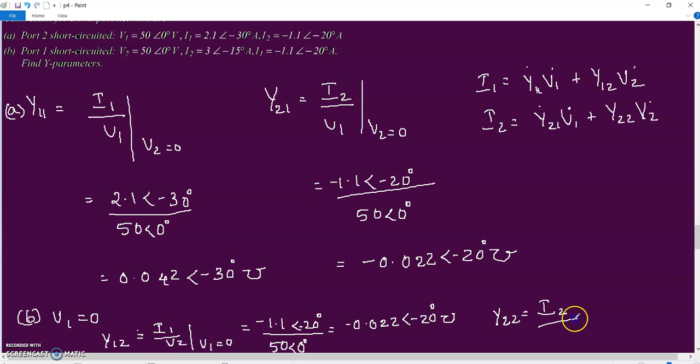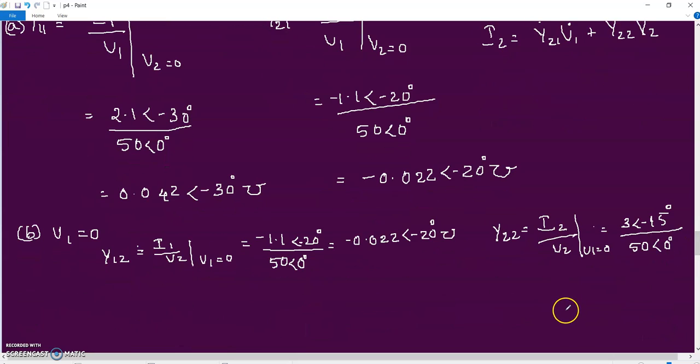And Y22 is equal to I2 by V2 at V1 equal to 0. So, here I2 is equal to 3 angle minus 15 degree, divided by 50 angle 0. On calculating, we will get 0.06 angle minus 15 degree mho.